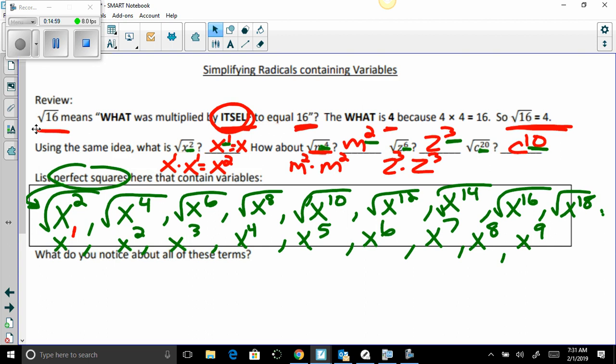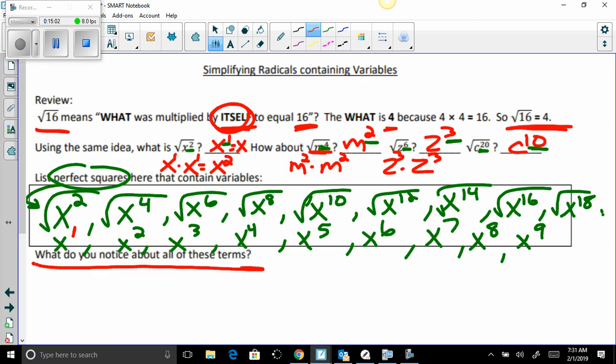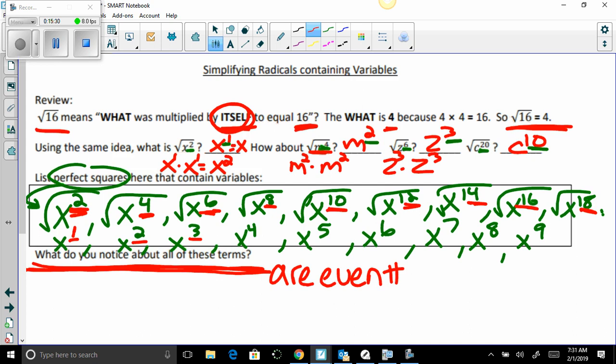And I think I just asked this question. What do you notice about all of these terms? You notice that we said all the exponents are cut in half when you're finding the perfect square. But what do you notice about all the perfect square ones, these top ones? What do you notice about those exponents? All those exponents are even numbers. So all exponents are even numbers. Keep that in mind.